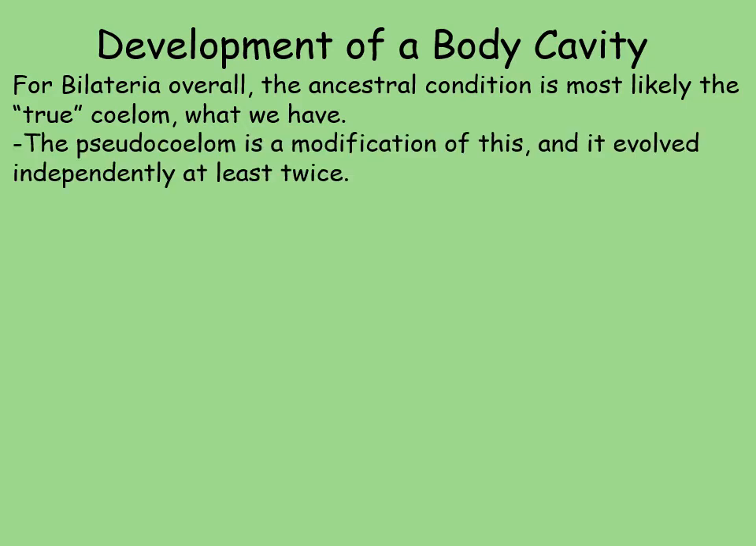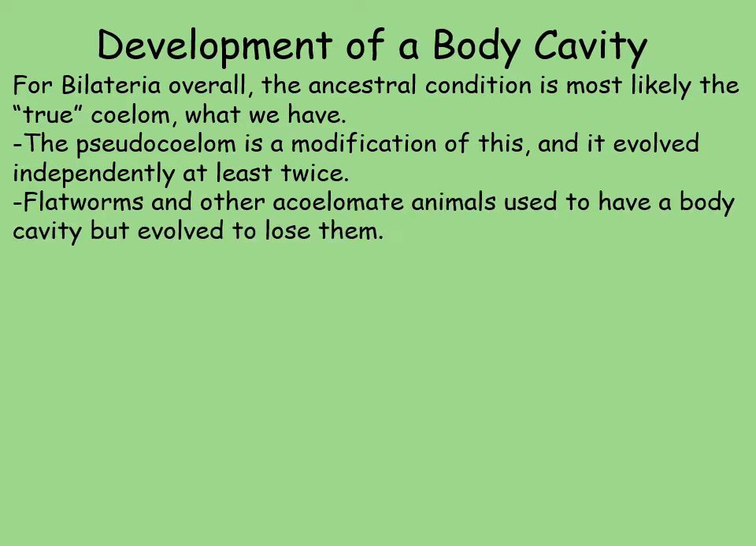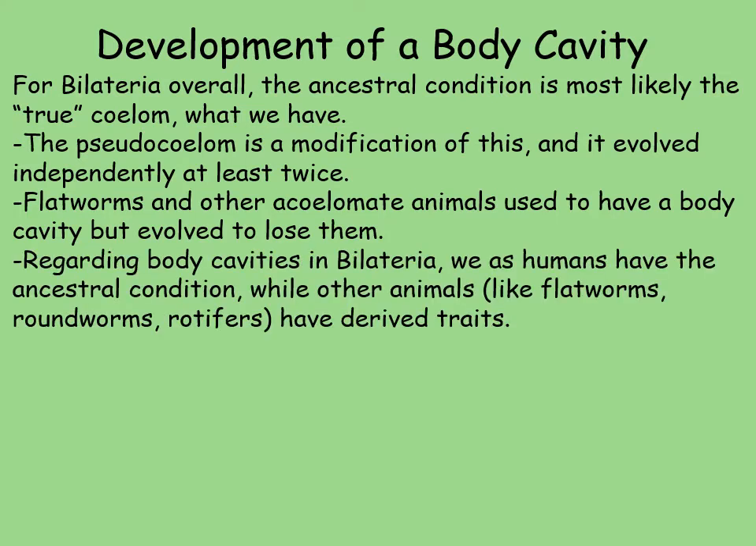So the pseudocoelom that you see in some groups of protostomes is a modification of this, and it evolved independently at least twice. So flatworms and other acoelomate animals, the evidence suggests that they used to have a body cavity. They used to have a true coelom like us, but they evolved to lose them. So that's a secondary loss. That's not them retaining the ancestral trait.